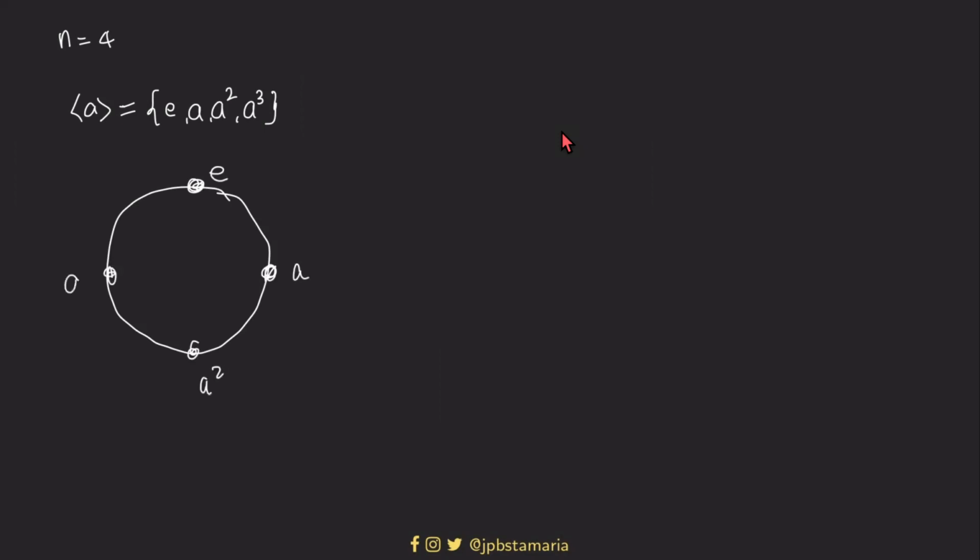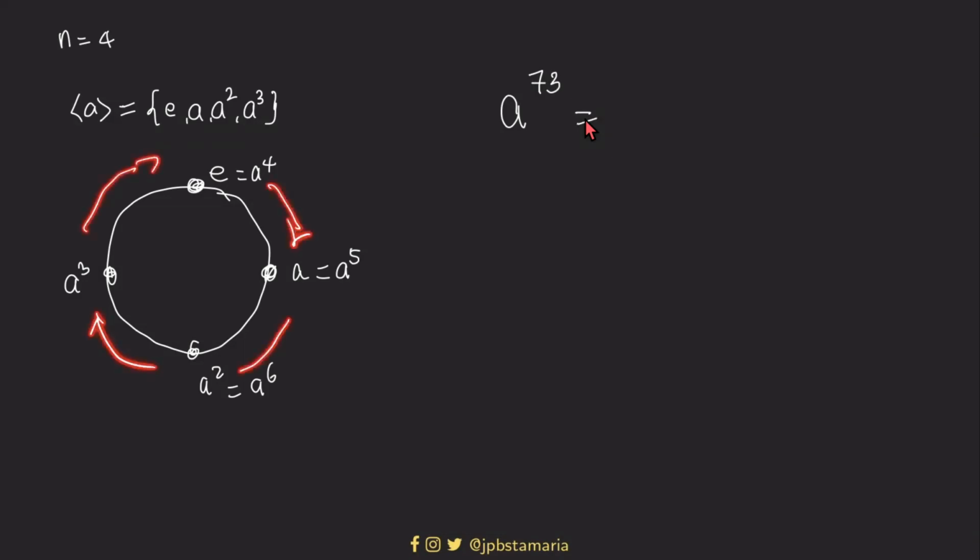A squared, a cubed. Ito yung a to the 4th. Ito yung a to the 5th. A to the 6th. Ano ba tinanong ko kayo? Tinanong kayo ni sir. Ano yung a to the 73? Saan dito equal yung a to the 73? If you keep on doing this in your circle, saan magpo-fall yung a to the 73? How will you know? Sige nga, saan equal yung a to the 73? Sa e, sa a, sa a squared, o sa a cubed?